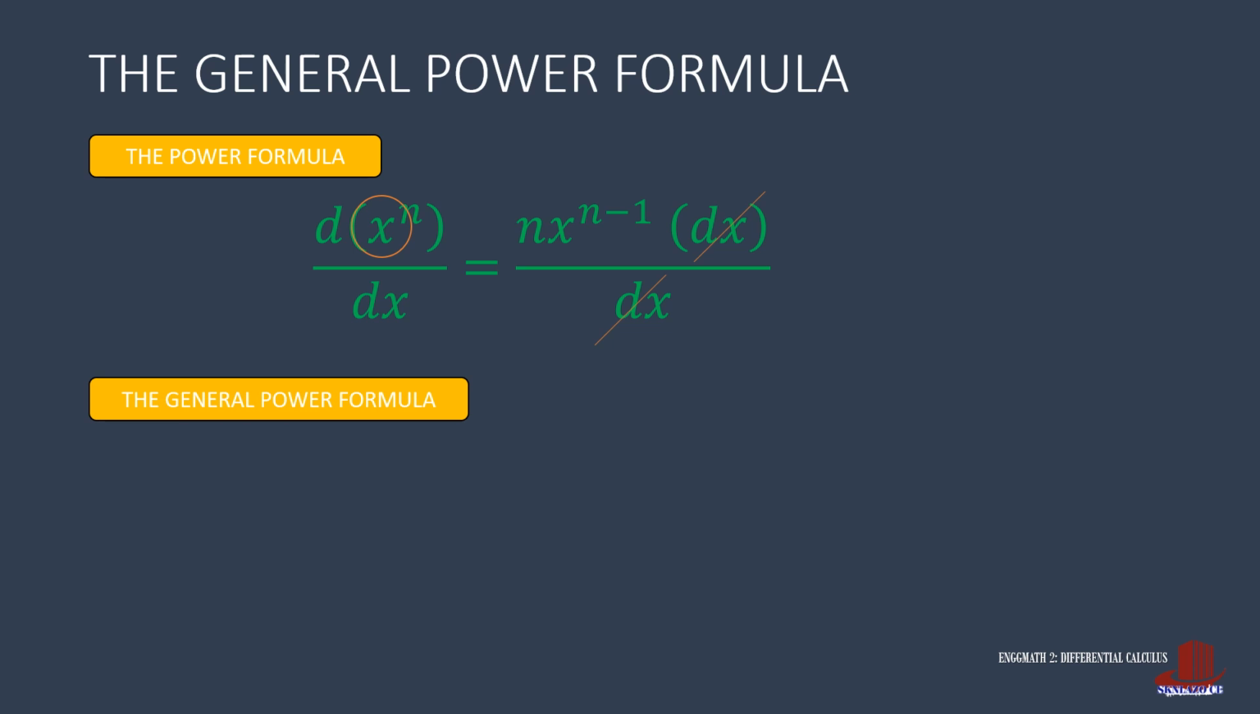The general power formula, on the other hand, has the same format, although instead of just a single variable x, a function is involved, although it is simplified in the formula as u. The procedure is the same, which has the exponent made into a coefficient times the function raised to n minus 1, with the derivative of u with respect to x. With such format, we can no longer cancel out du with dx, as du is still a function.